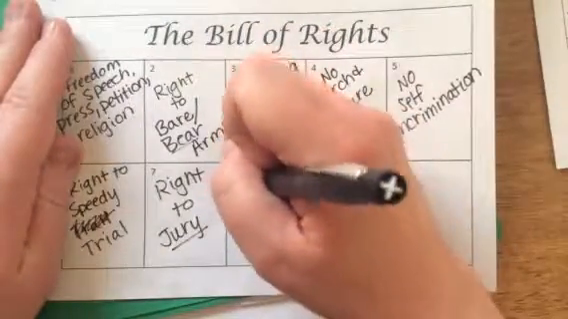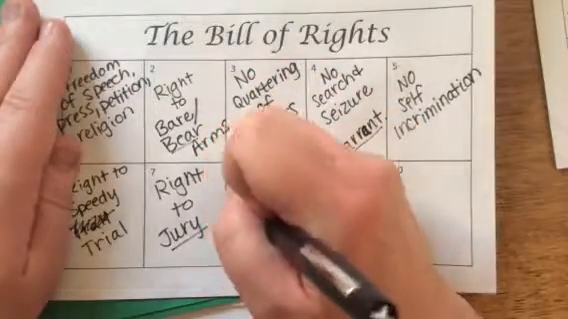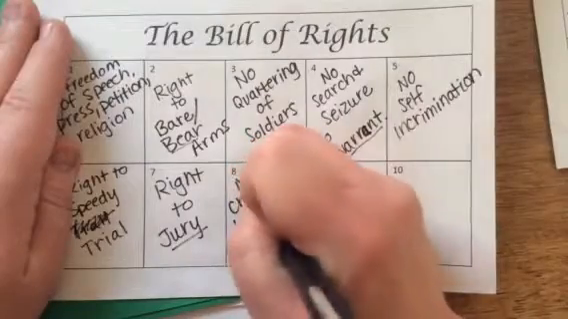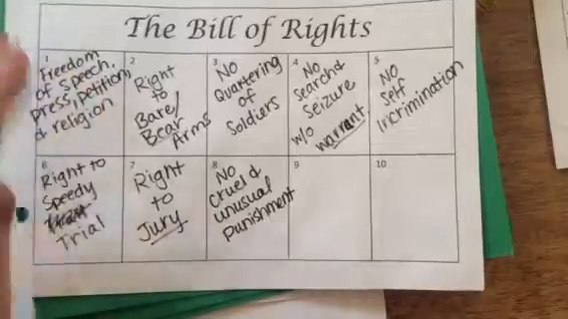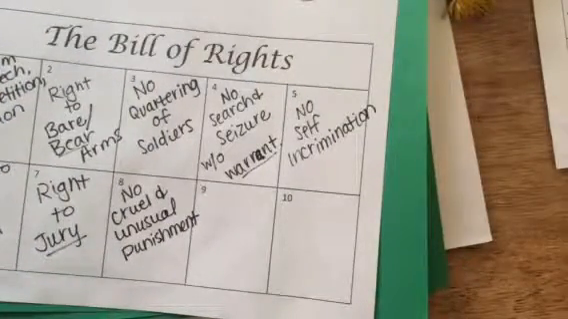Number 8 is that we have no cruel and unusual punishments. We don't torture people. We treat them humanely in jail. We don't starve them unless they starve themselves. No cruel and unusual punishment.